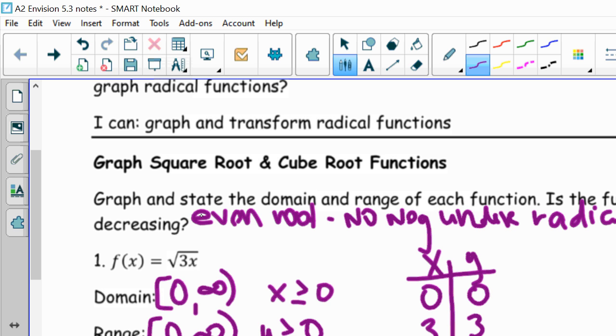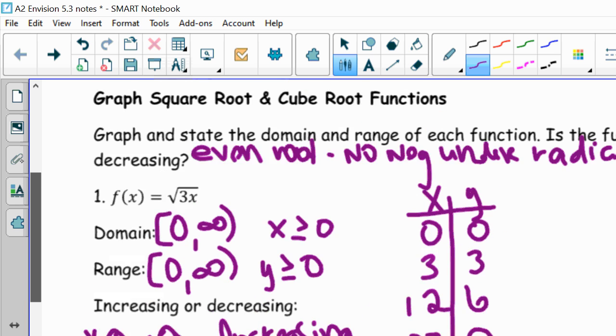Now, is this graph increasing or decreasing? What's happening to the graph from left to right? As the x's get bigger, the y's get bigger. So as x gets bigger, y gets bigger as well. So the graph is increasing.